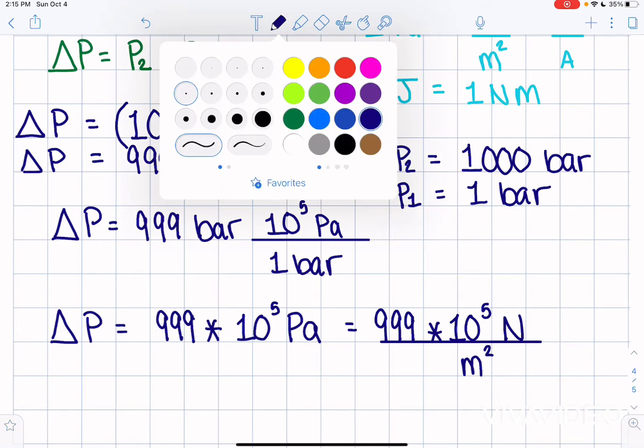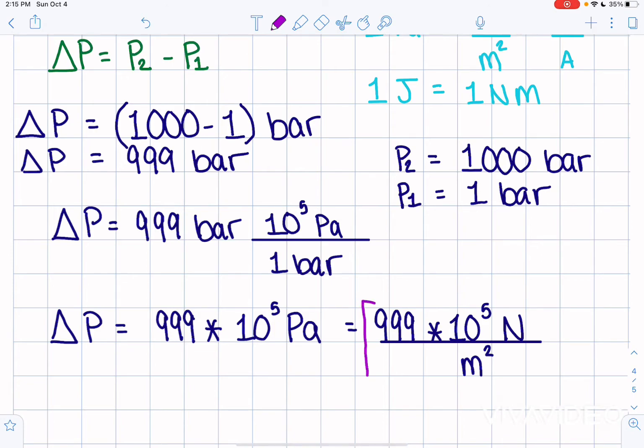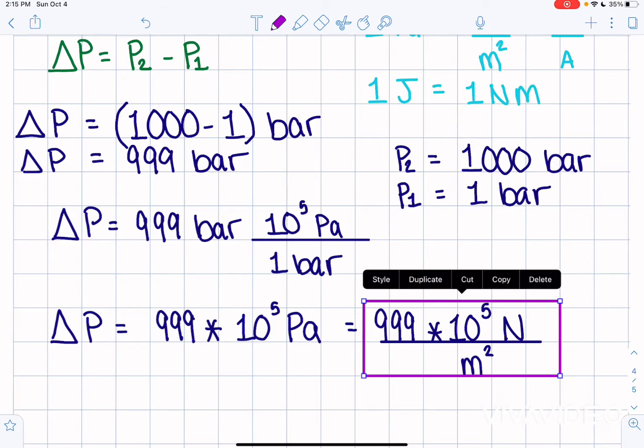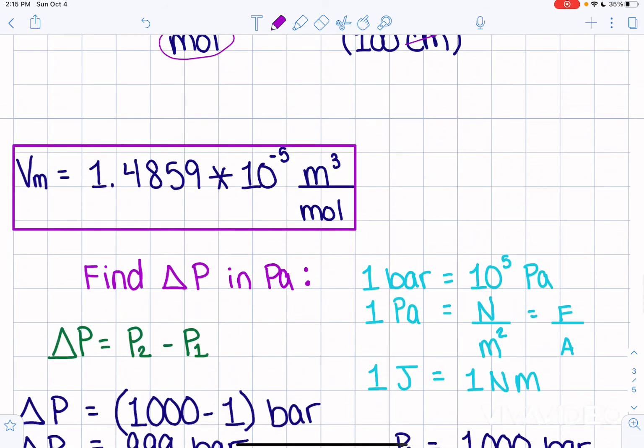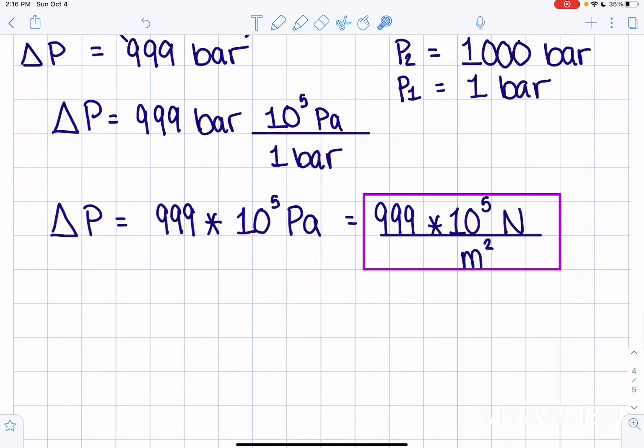Now that is the one I'm going to put the box around. And this is just so that I can find it easier later on. So if I were to scroll back up, we see that we have a box around this one, our molar volume, and we have a box around this one, our delta P.